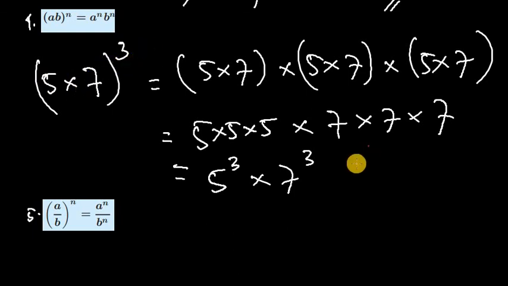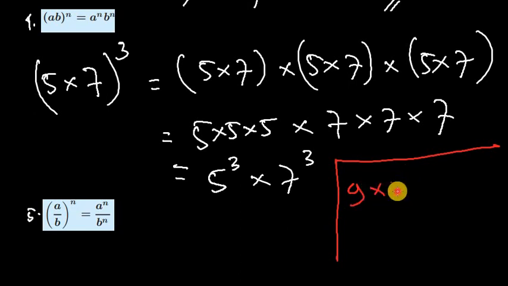Now, a little example. Let's say we have 9 times 5 to the power of 6. This one will give us, based on the rule, 9 to the power of 6 times 5 to the power of 6. As simple as that.